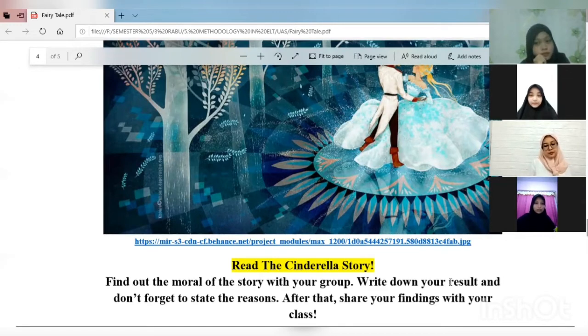Now for the first group, Ratna and Dini, and for the second group, Mutiara and Winda. I will give you about 20 minutes. I hope that's enough. Okay, you can start your discussion now.